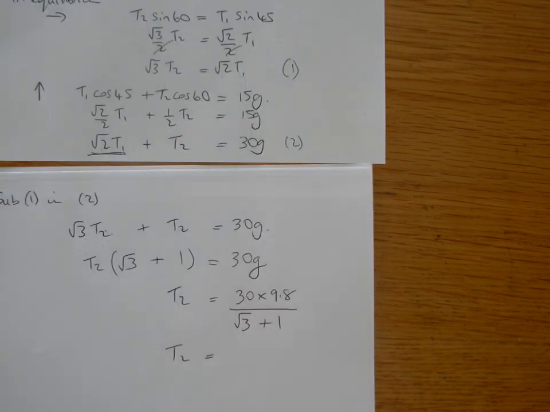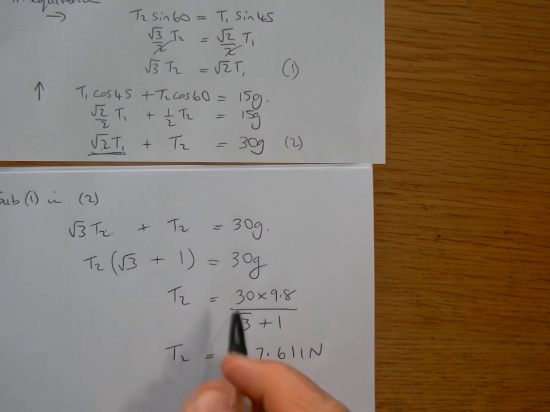So if I type that in, we've got 30 times 9.8 over root 3 plus 1, and that comes out to be 107.611 newtons. And then we just sub that answer into 1.